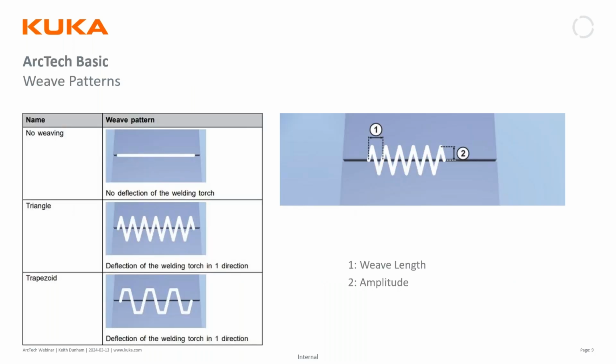This shows the two basic weaving patterns that come with ArcTech Basic. Obviously, there's no weaving, and then a triangle and a trapezoid. I think with Advanced, you get up to 8 pre-programmed, and 2 I think you can program yourself.